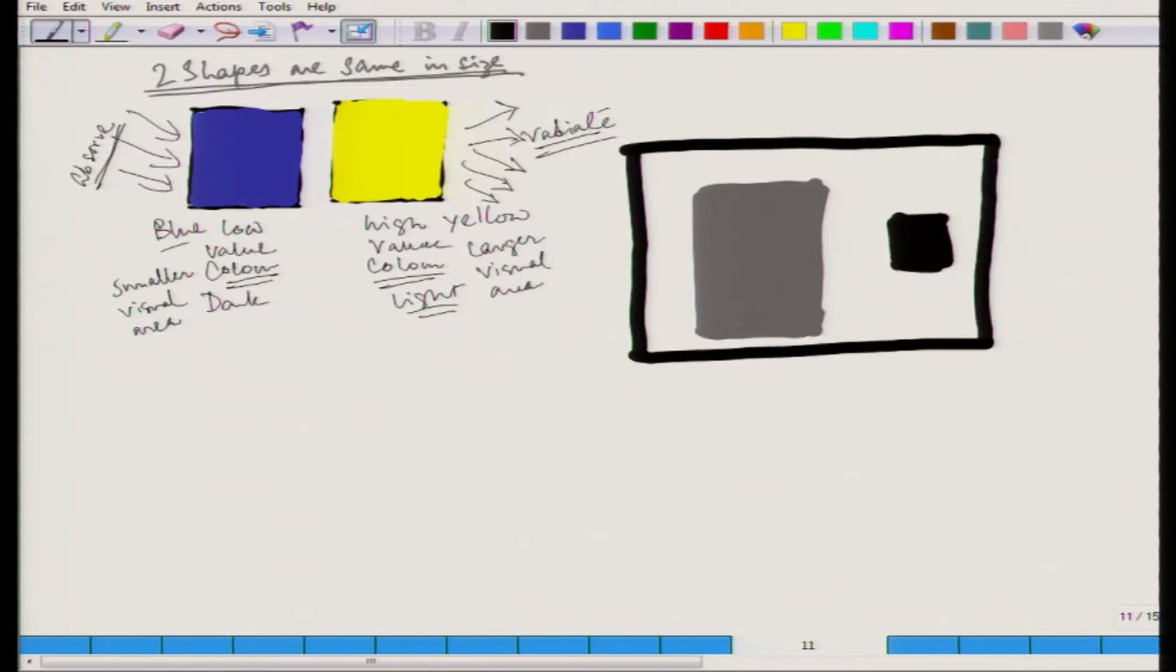So, black against white gives a stronger contrast than gray against white. Black against white and gray against white. This contrast is stronger because the value difference is much higher than the value difference between the white and gray. So, a smaller amount of black is needed to visually balance a larger amount of gray. So, these two are in contrast to white. This will balance quite efficiently.